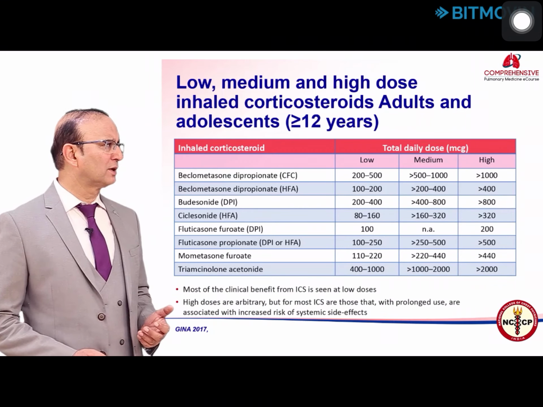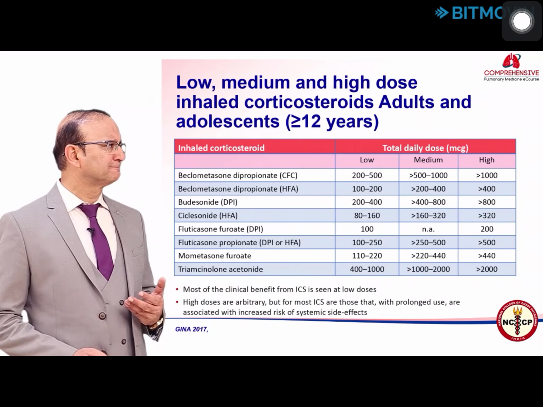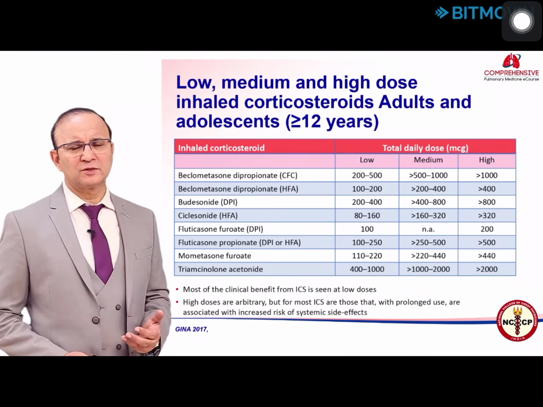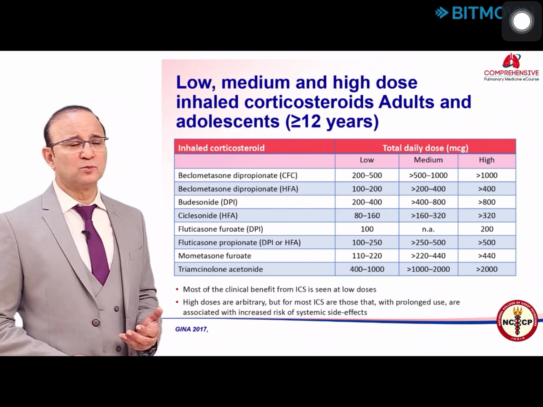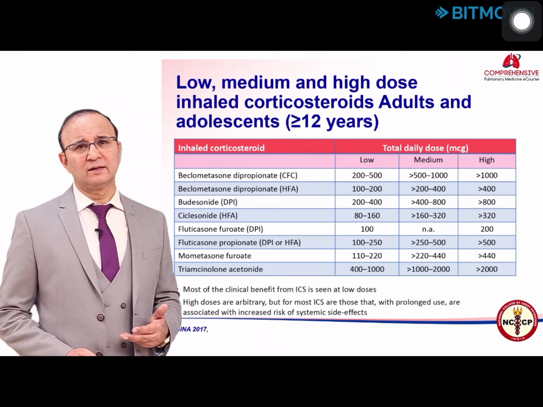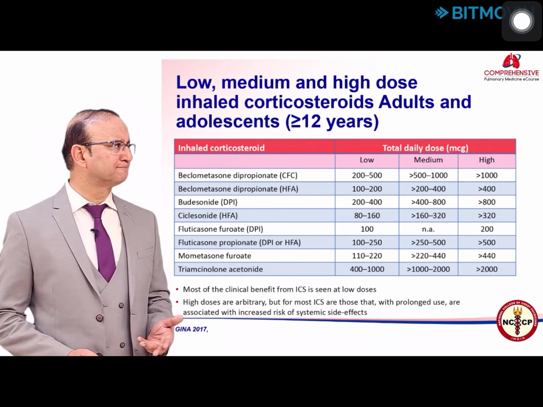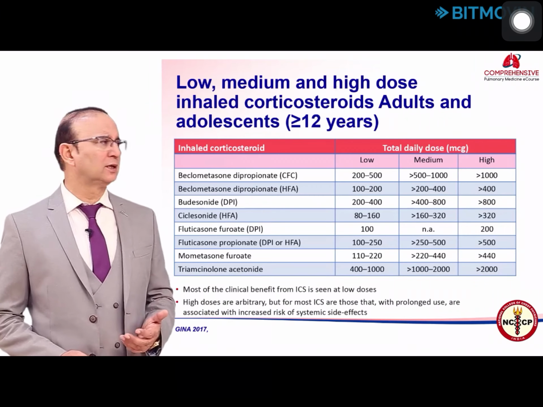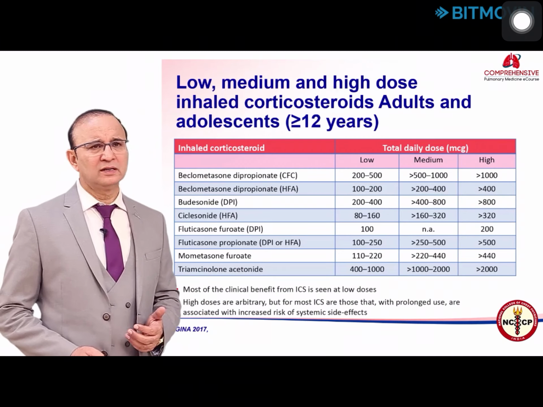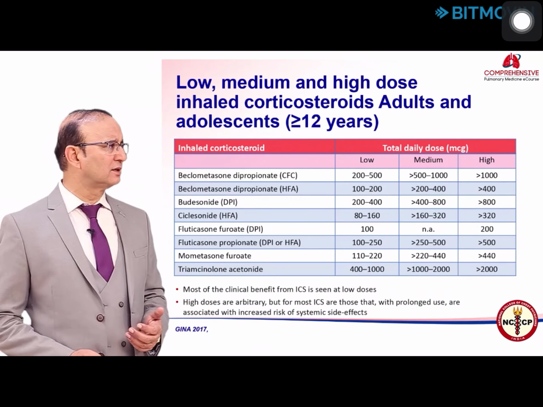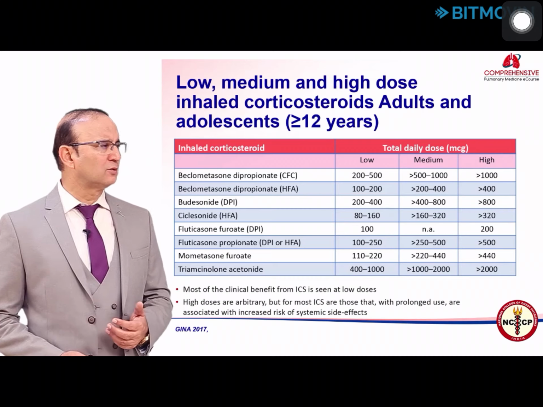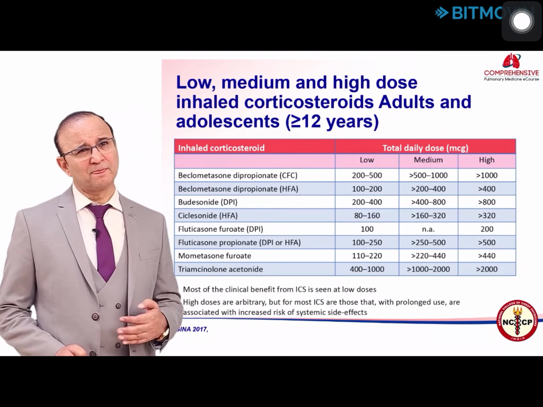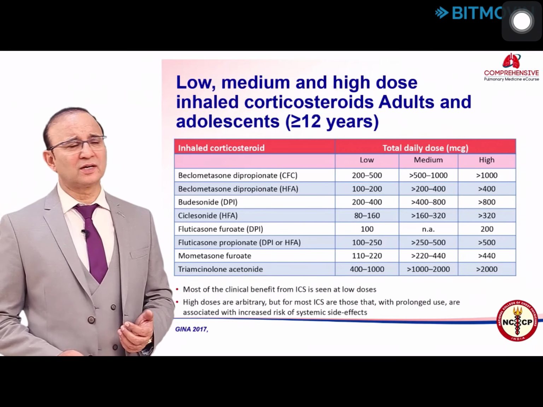For beclomethasone dipropionate, CFC, the low dose is 200 to 500, medium is 500 to 1000, and high is more than 1000. For budesonide, low dose is 200 to 400, medium is 400 to 800, and high dose is more than 800. Similarly, for fluticasone, low dose is 100 microgram and high dose is 200 microgram. So one needs to know what is low, medium and high when you prescribe the inhalation therapy to your patients.